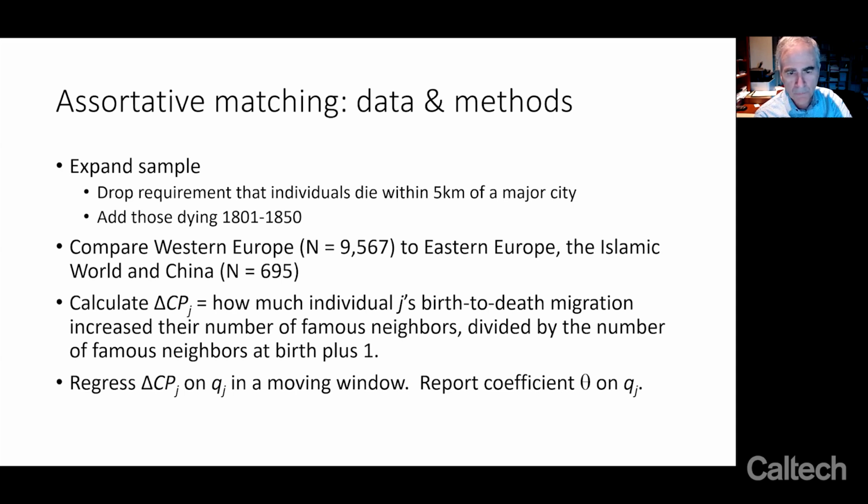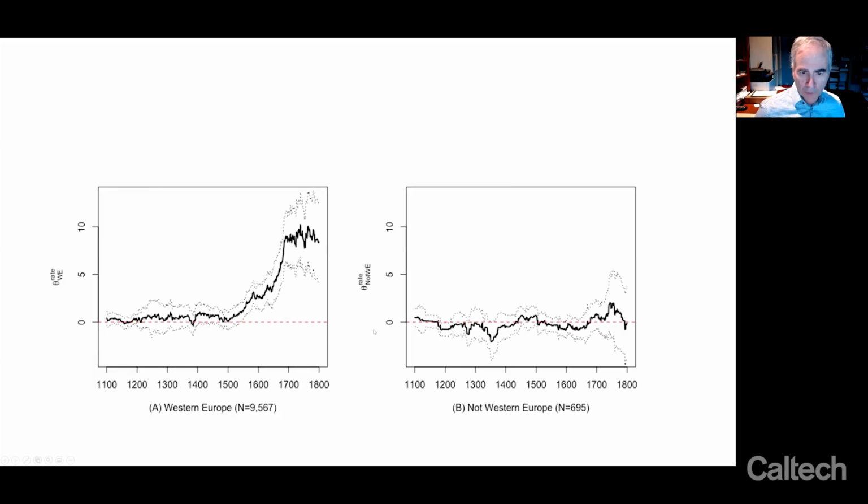But roughly speaking, this is how much, on a percentage basis, you increase your famous neighbors by your movements. Then we're going to regress this increase in creative potential for each creative person on their quality metric, and do that in a moving window across time. And the coefficient on quality is what we're going to report. So here's what the picture looks like for these 2 samples.